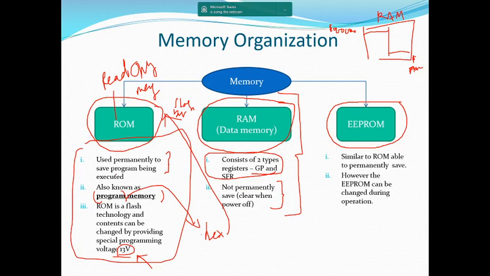Okay, next one. The last memory here, they call it EEPROM. It is also a read-only memory, so you can see that the function is similar to ROM, able to save permanently. Even if you power down and power up, the data is still there. However, the EEPROM can be changed during operation. When your program is executing, you can change the value inside your EEPROM without needing this 13 volts. It means that when your program is working, you can save any data.